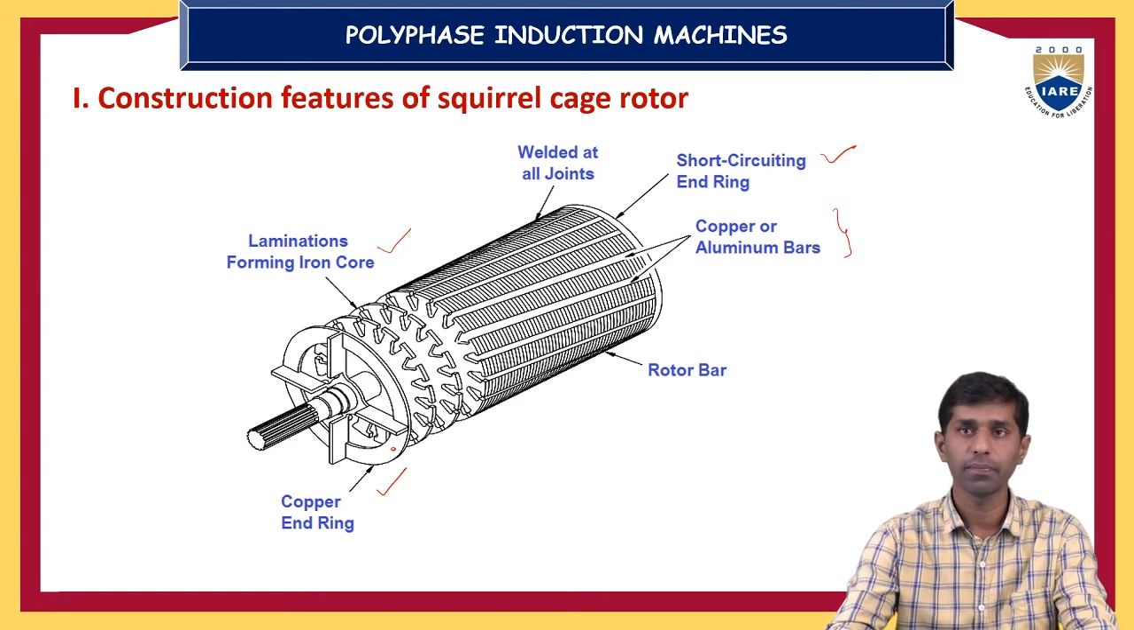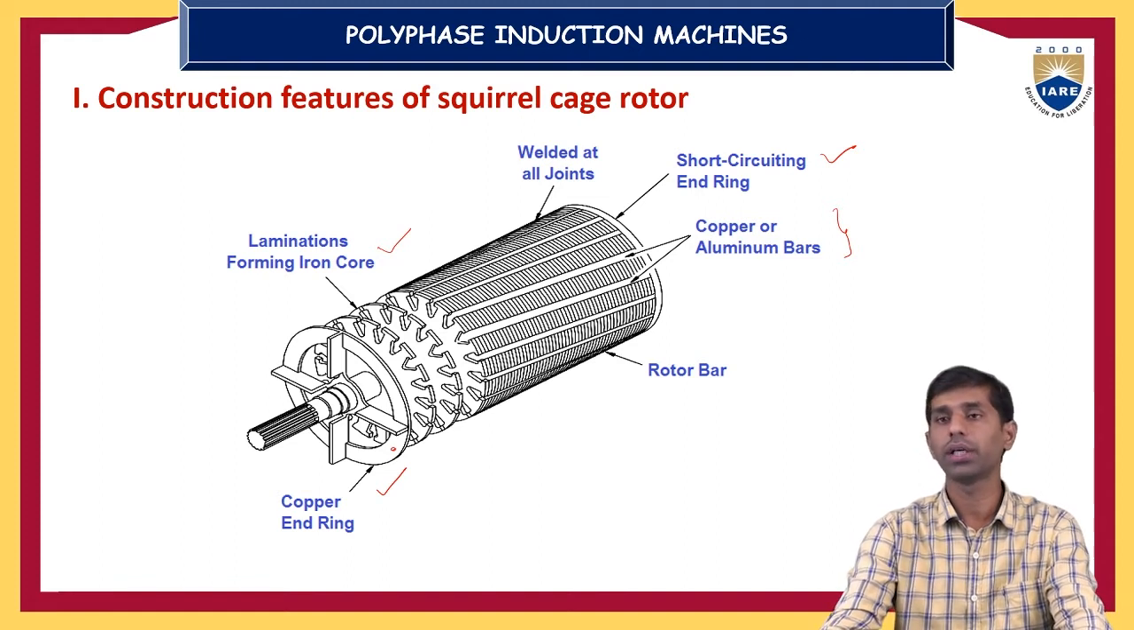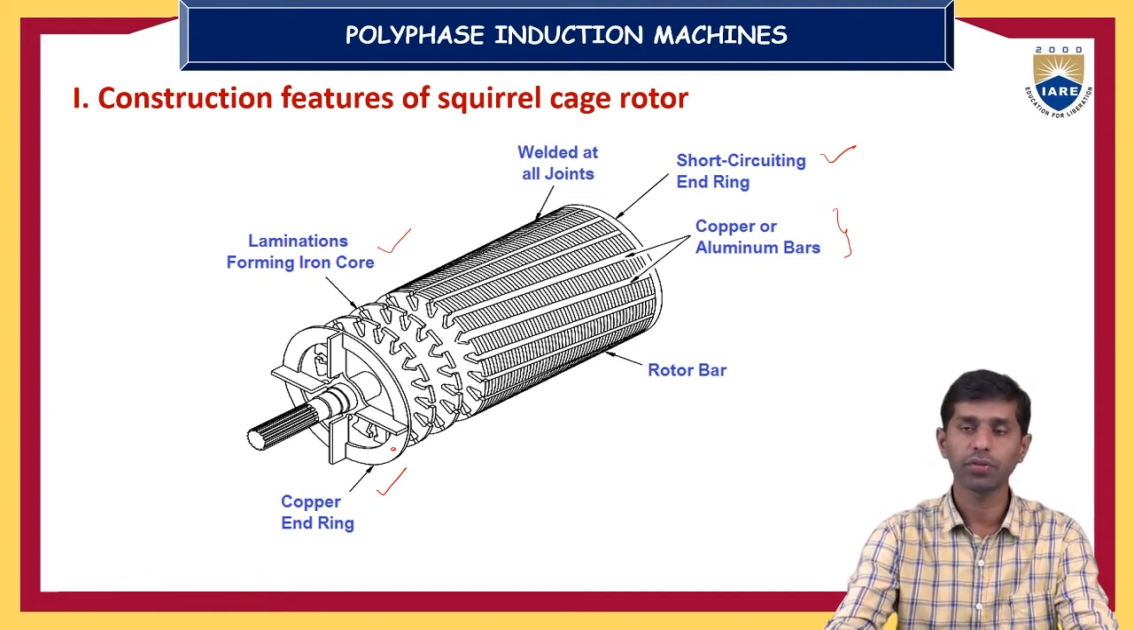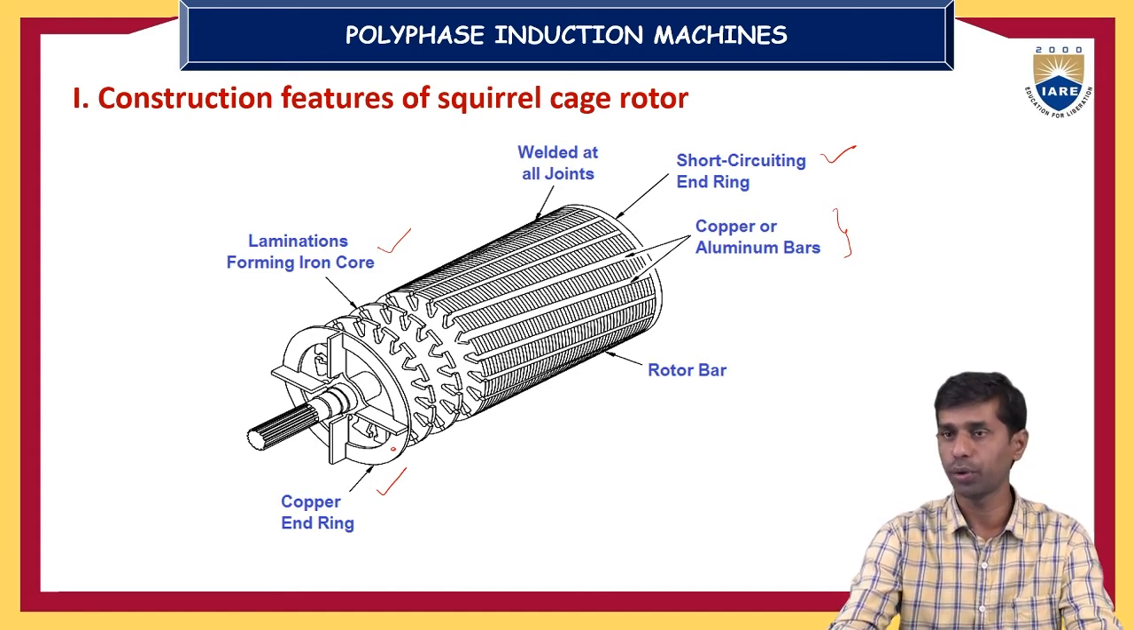Eddy current losses in the case of squirrel cage rotors are very low, because the induced EMF frequency is very low in the squirrel cage rotor, and we have a relation that eddy currents are directly proportional to the square of the frequency. So the induced EMF frequency is low, and the eddy current losses in the squirrel cage rotor type induction motor are also very low. And for the rotor winding, generally we prefer copper or aluminum bars.